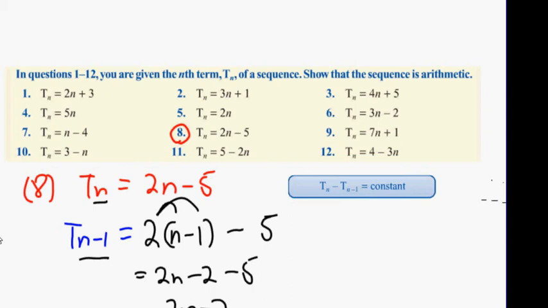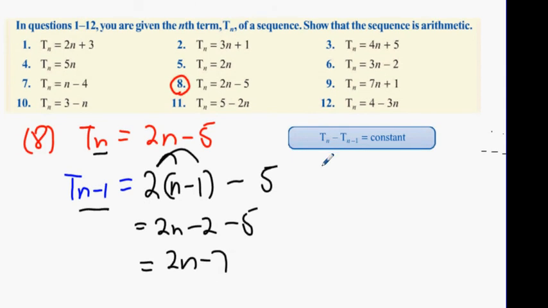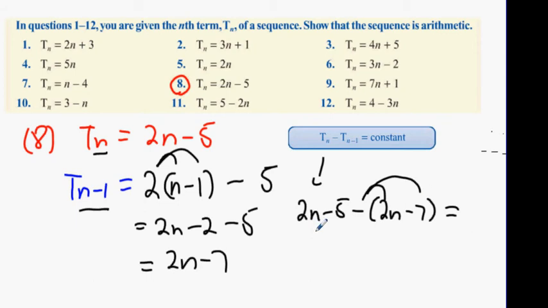So let's try this out. We're going to put down Tn. Tn is 2n minus 5. We're going to take away Tn minus 1. And then we want to prove that the answer is a constant. What do we do with the minus and the 2n and the 7? What do we do there? Does anyone remember? Dennis, pay attention. 2n minus 2n? Minus 5 plus 7? 2. So the difference is always 2. And we proved that earlier, didn't we? That this is always 2.